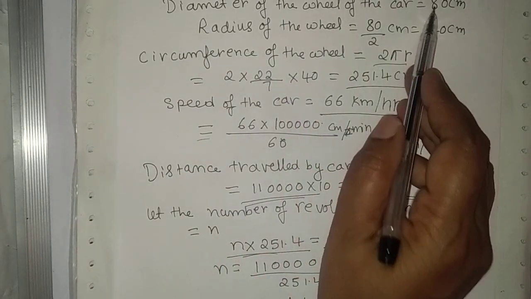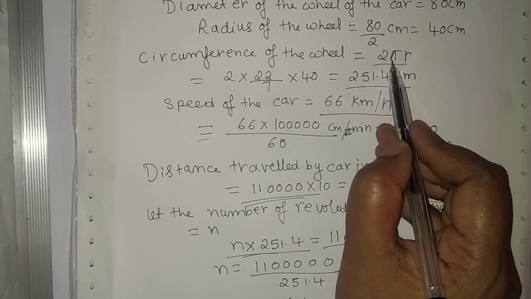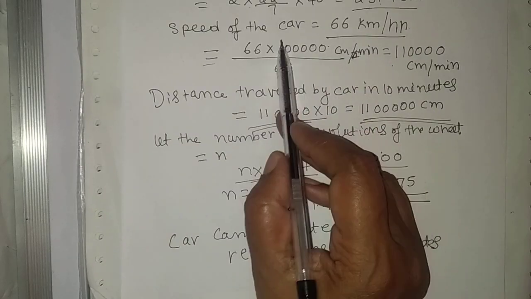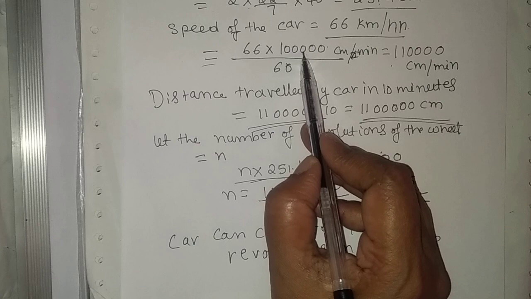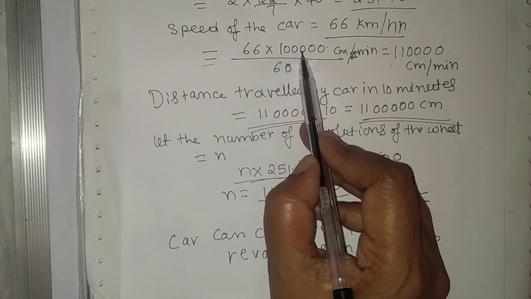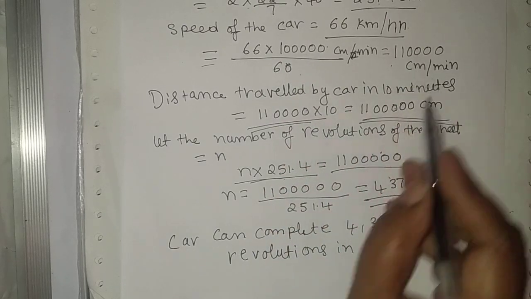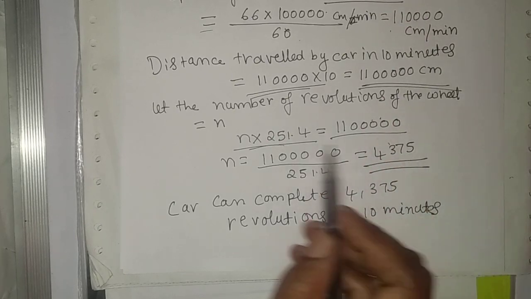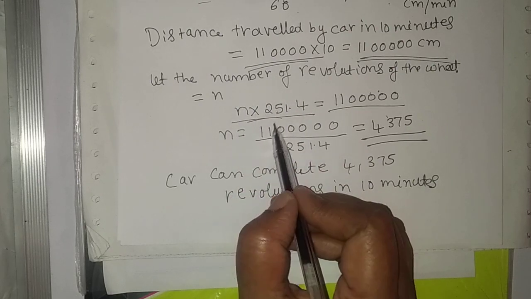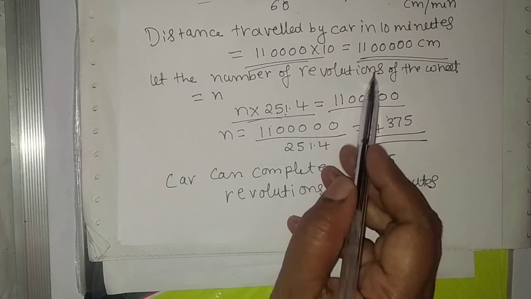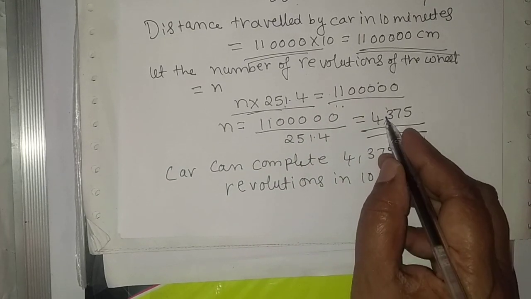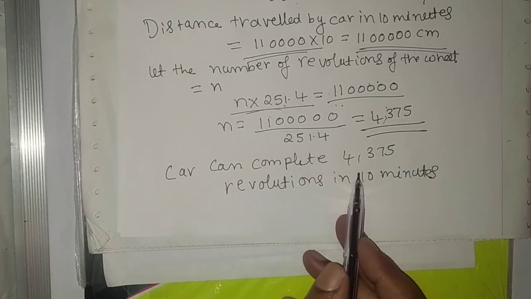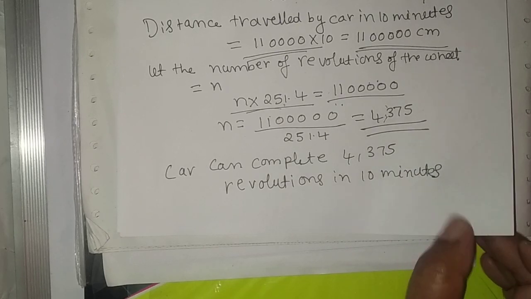To summarize: the diameter is given, we found the radius, then the circumference of the wheel is given by the formula 2 pi r. Substitute the values and we find this. Then the speed of the car is given as 66 km per hour. Convert this into centimeters per minute by multiplying 66 into 1 followed by 5 zeros divided by 60. Then the distance traveled by the car in 10 minutes, multiply this by 10. Then assume n is the number of revolutions. Then n into the circumference of the wheel is equal to the distance traveled in 10 minutes. Divide these two and we get 4375 revolutions. So finally the car can complete 4375 revolutions in 10 minutes.